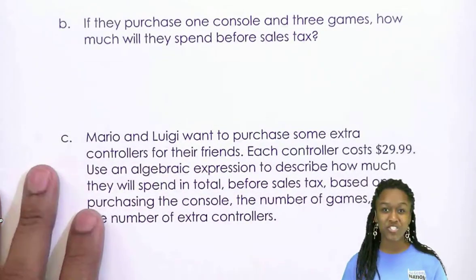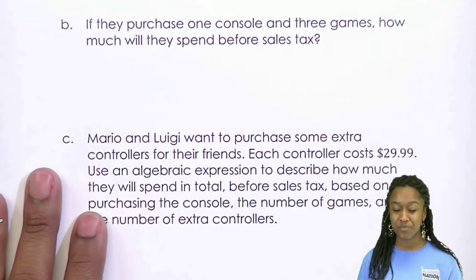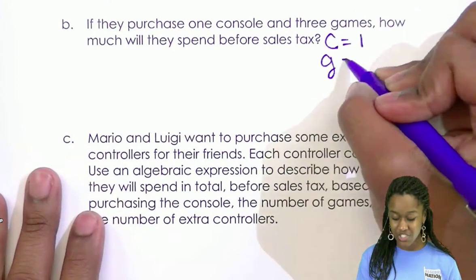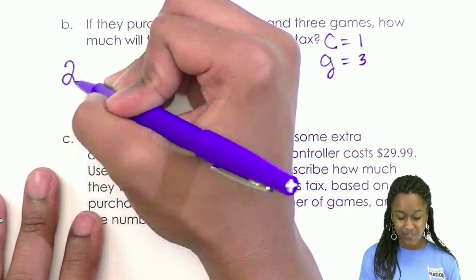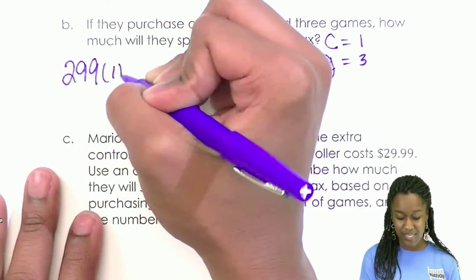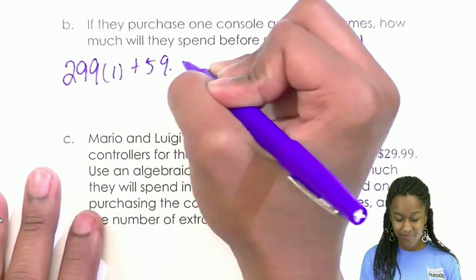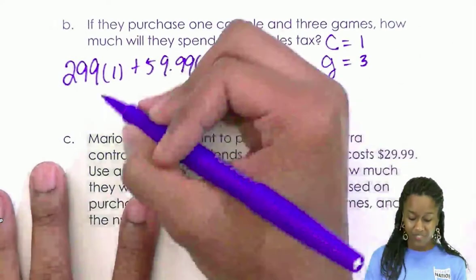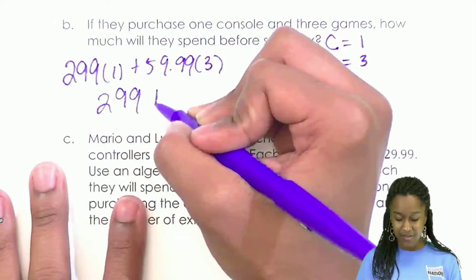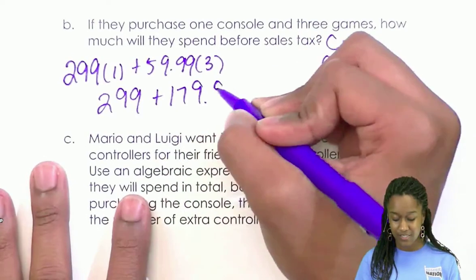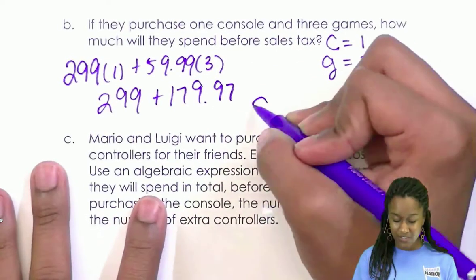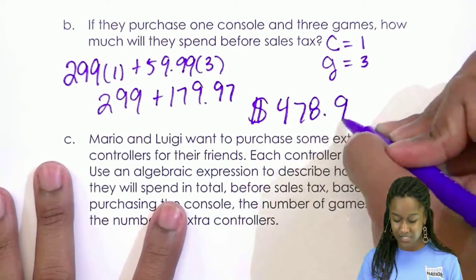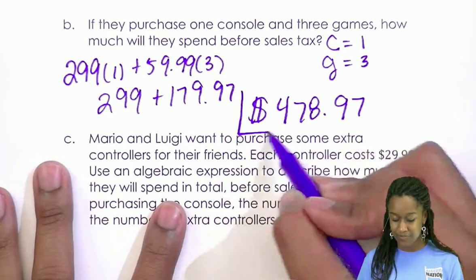Part B. If they purchase one console and 3 games, how much will they spend before sales tax? Alright, so C equals 1 and G equals 3. We have $299, and we can plug that in. And then we have, alright, so that becomes $299 plus $179.97. And that gives us a total of $478.97.